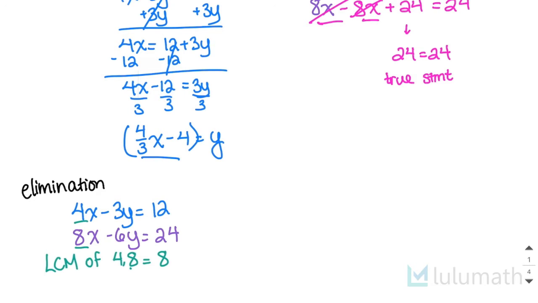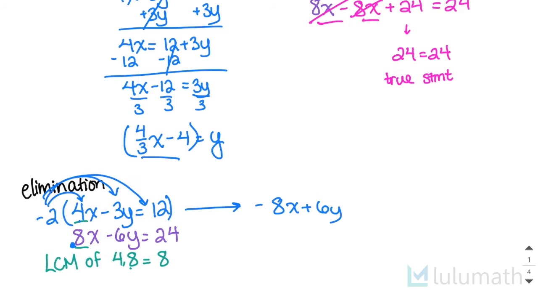So in order to do this, I'm just going to multiply the top equation by 2 to get the x's to match up. But remember, I want one positive and one negative. So since this 8x is positive, I'm going to multiply everything through by negative 2 to make this 8x negative. So negative 2 times positive 4x is negative 8x. Negative 2 times negative 3y is positive 6y. And then negative 2 times 12 is negative 24.